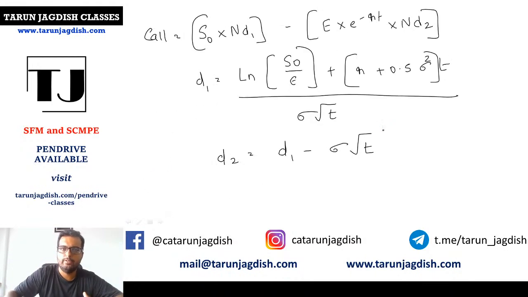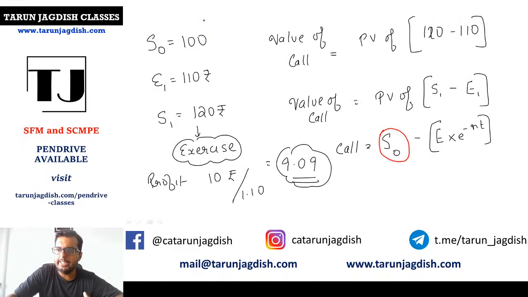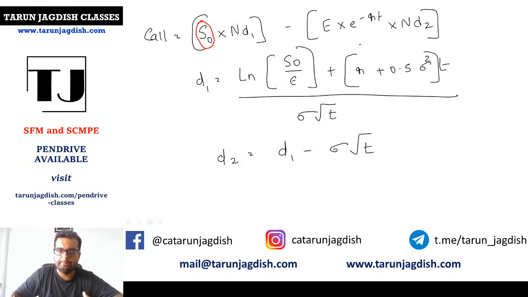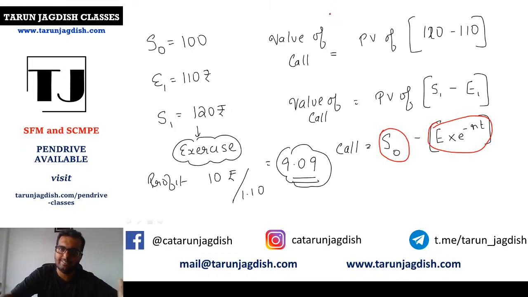S0 is what we started off over here. E into e raised to minus RT is what I put over here. This is the first part of the logic. So basically value of a call is nothing but the spot price minus the exercise price. Can you write down till here in your books? Thank you, Balaji.